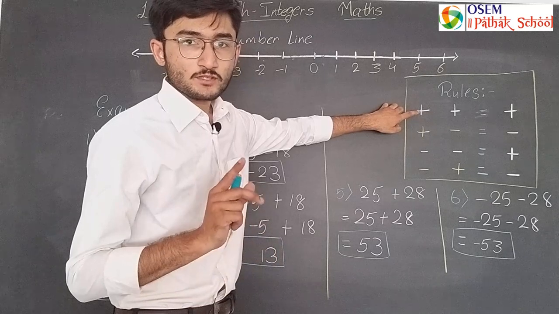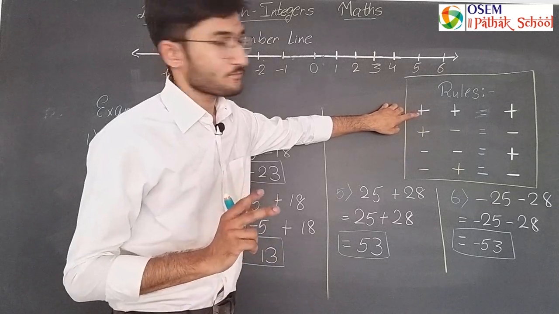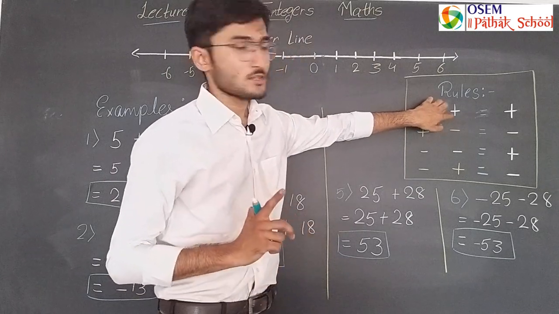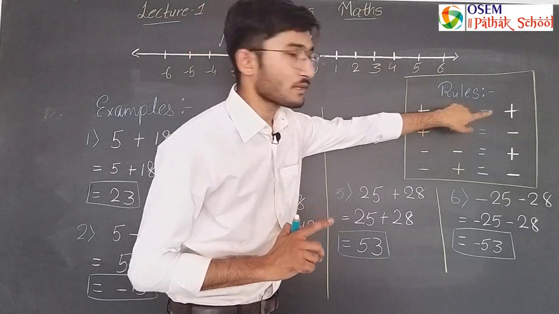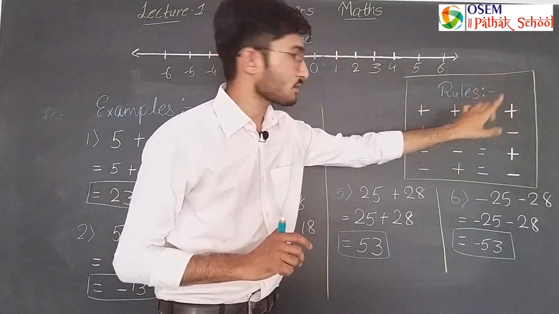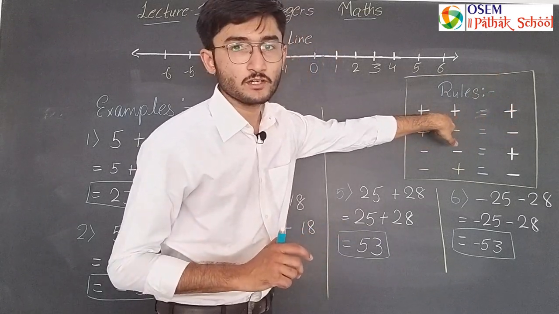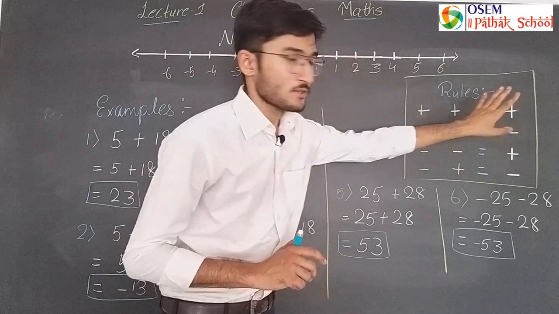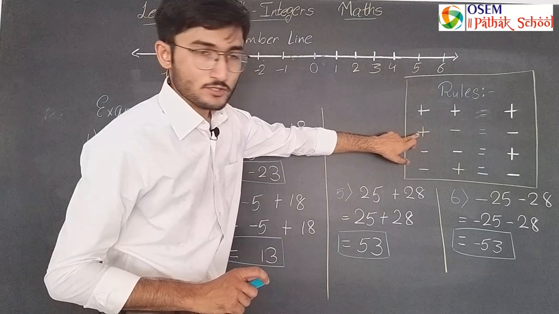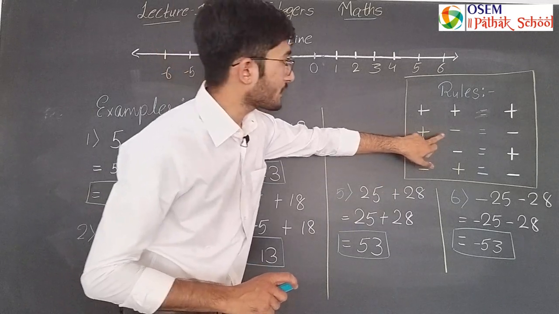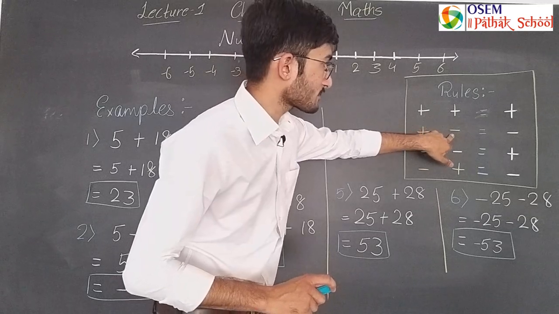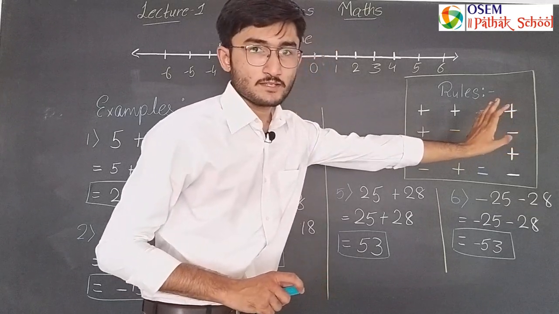Whenever you have two positive integers and you are adding them, here plus and the second integer is also plus, when you add both of them you will get a new integer. That integer will be positive only, because both the integers are plus, so the answer will also be plus. Now the second one: a positive integer is added to a negative integer. So plus into minus is minus.